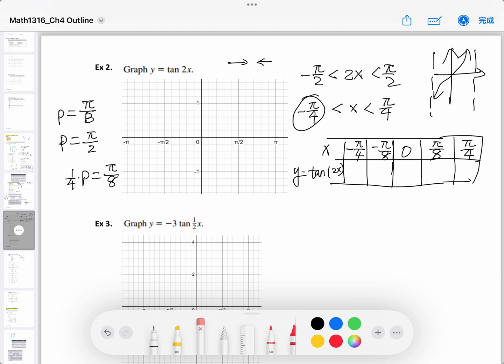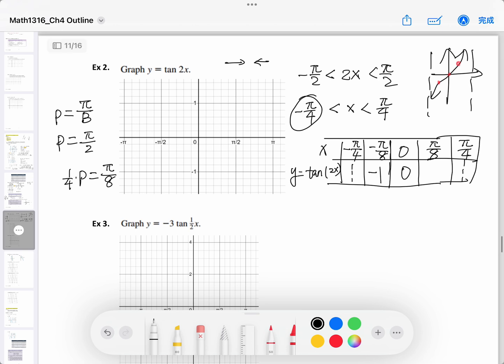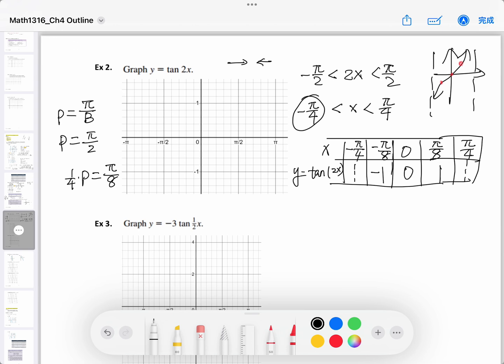How about the y values? I mentioned that there's no transformation based on y, no vertical shrinking, stretching, or shifting. So they have the same y values as the tangent. Okay, and these are vertical asymptotes. Here are -1, 0, and positive 1. Okay, so we have a lot of information. Vertical asymptotes, negative. Let's see, 1, 2, 3, 4, 5.